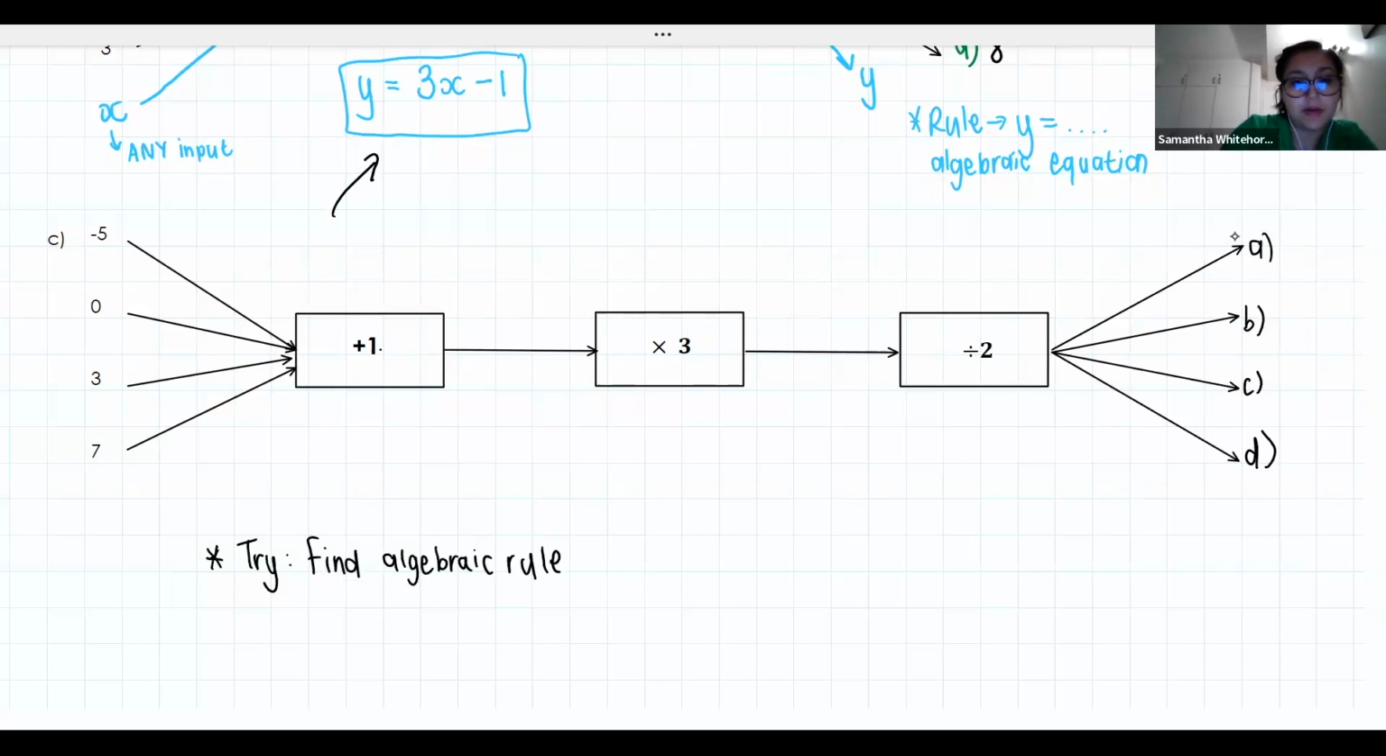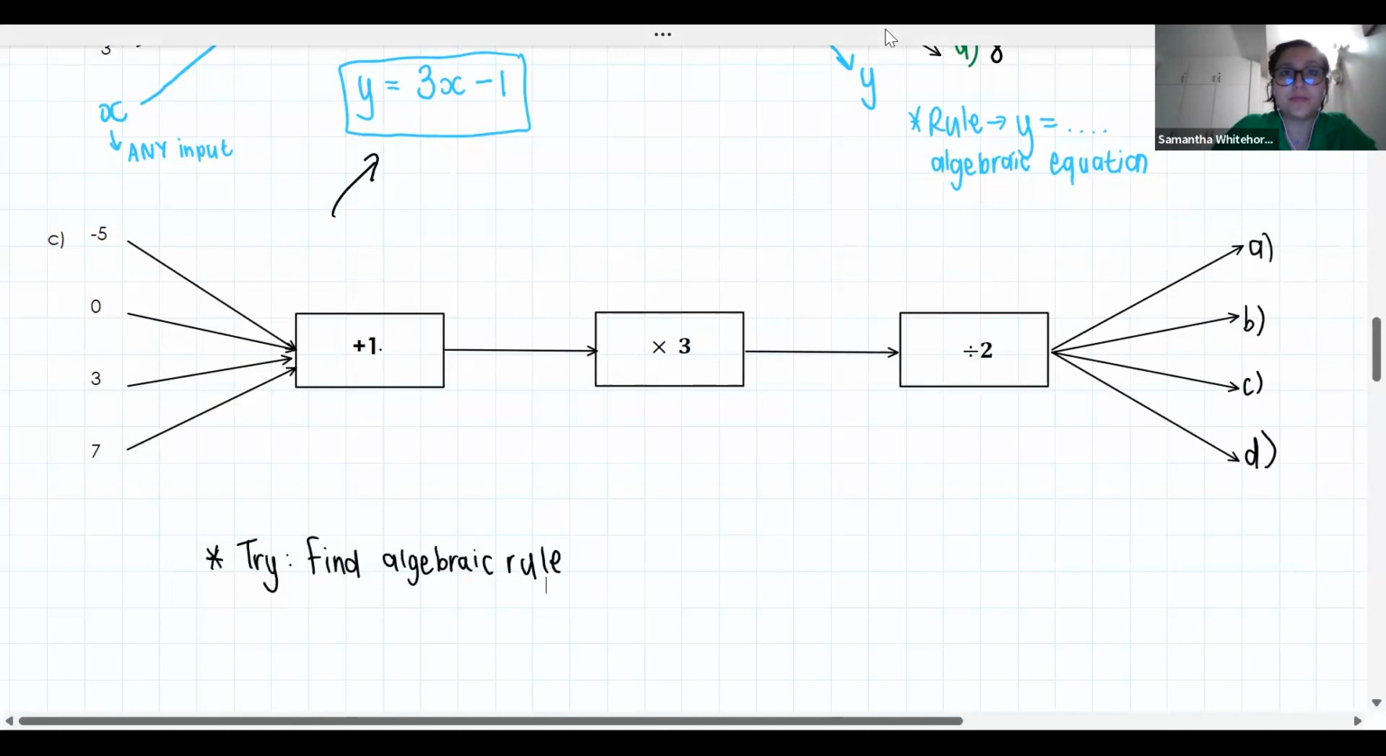Okay, now while people are getting started on that, if there's any questions, I would like you to raise your hand now. Otherwise, you are finding those 4 outputs. And if you're really quick, you can try and find the algebraic rule. Otherwise, again, if you've got questions, you're welcome to raise your hand at this point.